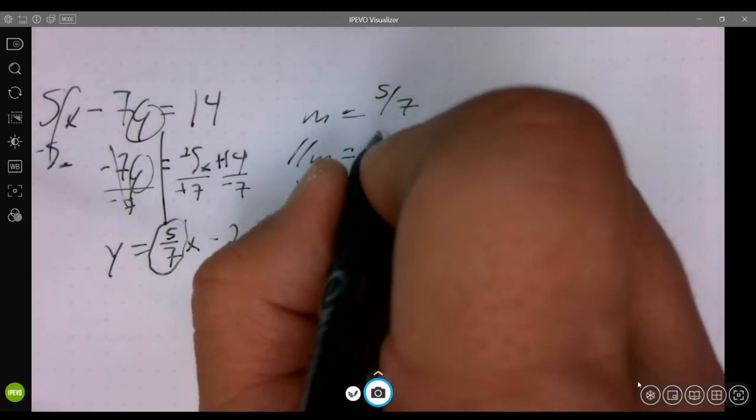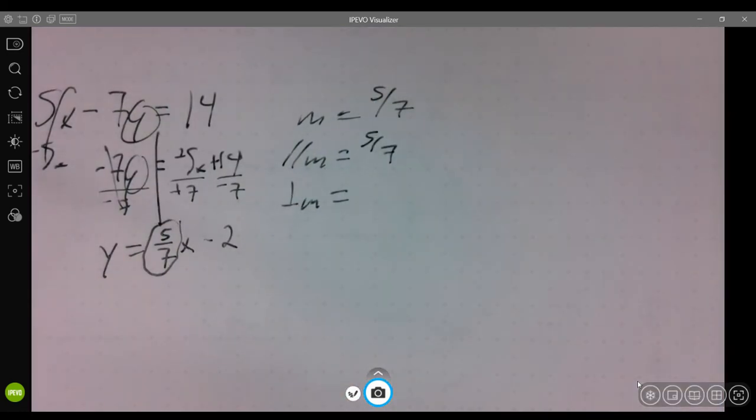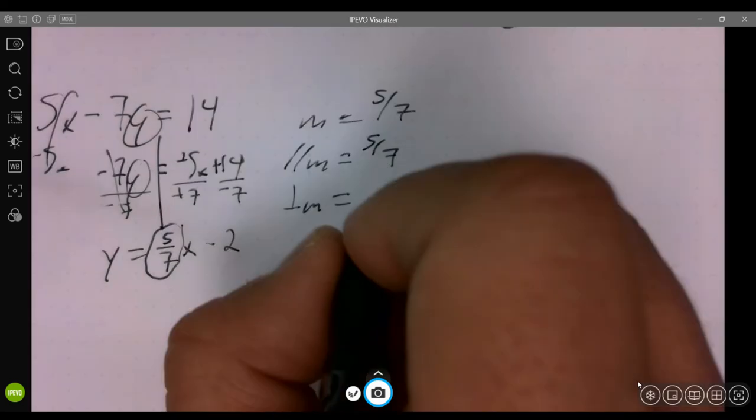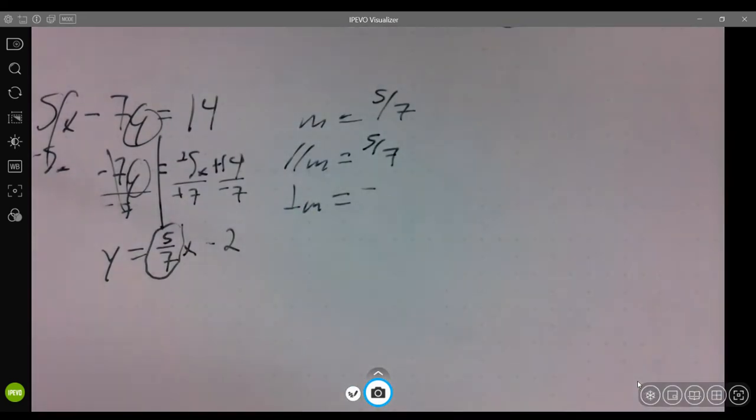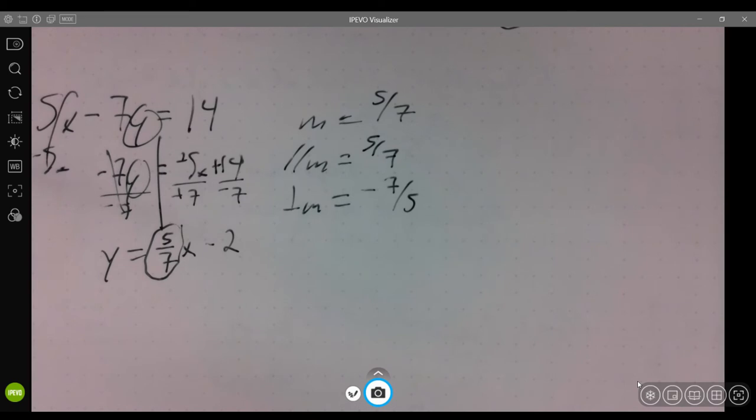A parallel line slope would be 5/7, exactly the same. A perpendicular line slope changes the sign, that's the opposite. So positive becomes negative. Reciprocal is flip it. So 5/7 becomes negative 7/5.